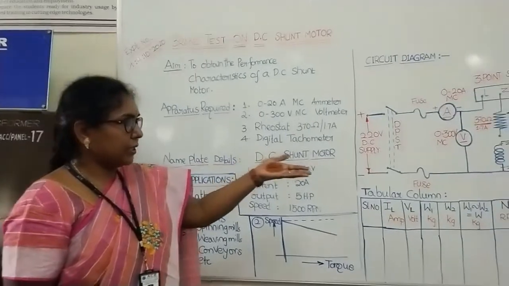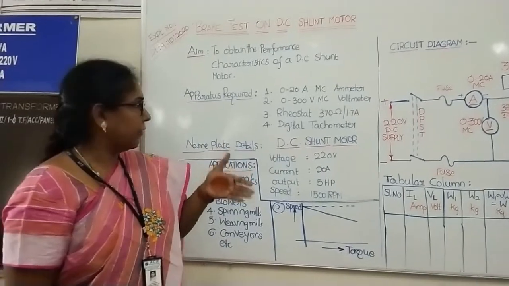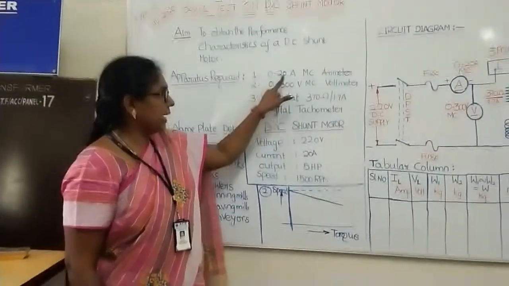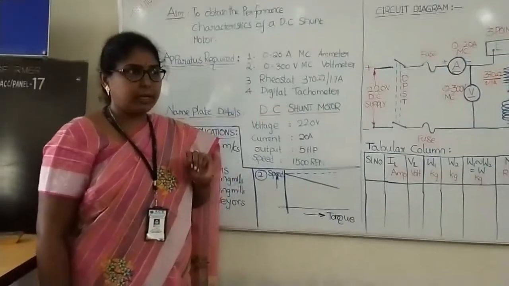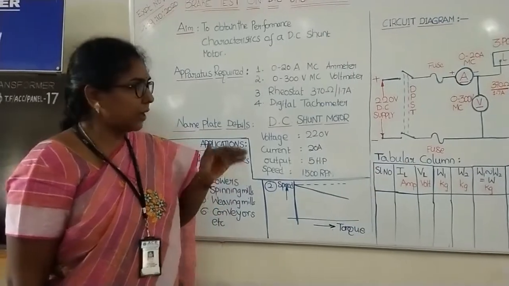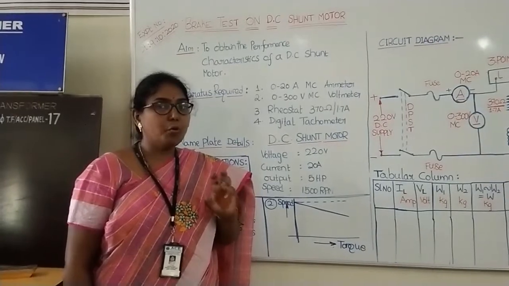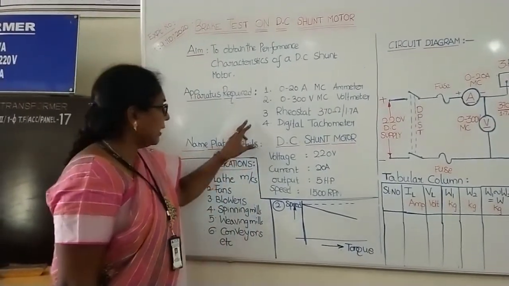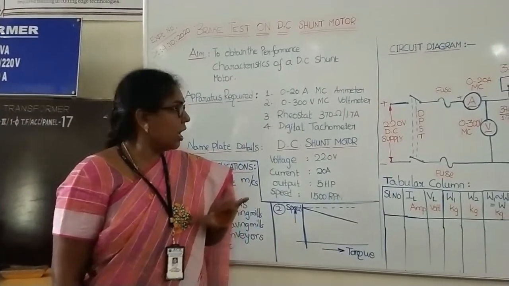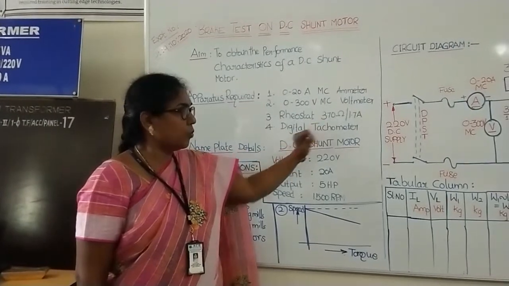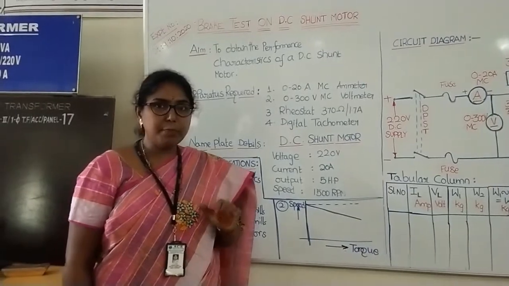Before going to the actual circuit diagram, I would like to explain the different apparatus that are required. We need a 0 to 20 amperes MC ammeter and a 0 to 300 volts MC voltmeter. MC means moving coil. Because we are performing the experiment on a DC supply DC shunt motor, we are making use of moving coil type instruments. Next, we need a rheostat, to be kept in the field resistance circuit, with a value of 370 ohms by 1.7 amperes. And we need a digital tachometer to measure the speed of the motor.